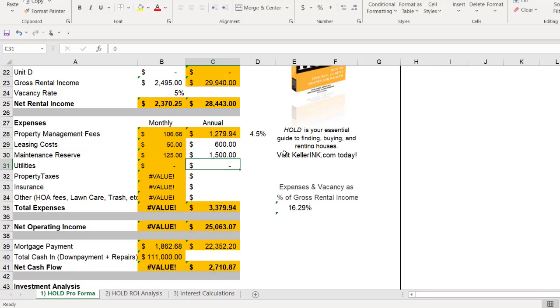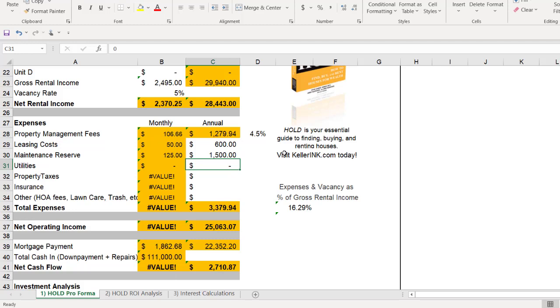Again, that's just a rough estimate, but it gives us an idea. Now, with regards to utilities, in most cases, the tenant is going to be responsible for the electricity and the gas, and the sewer, water, and garbage will fall on the landlord.